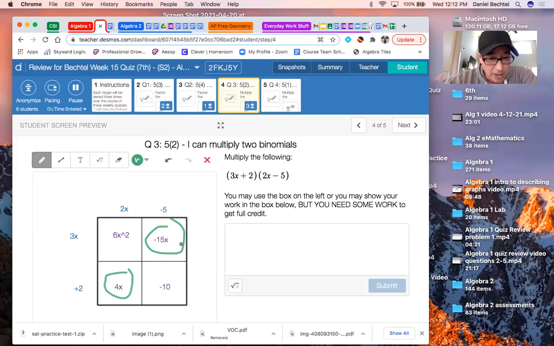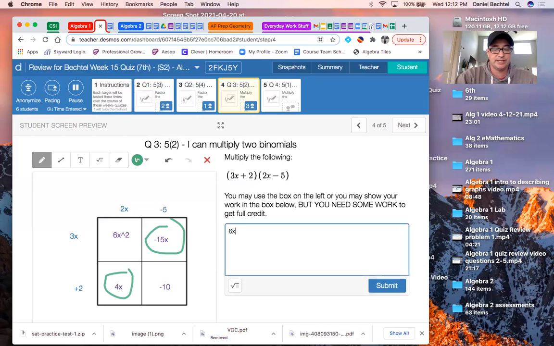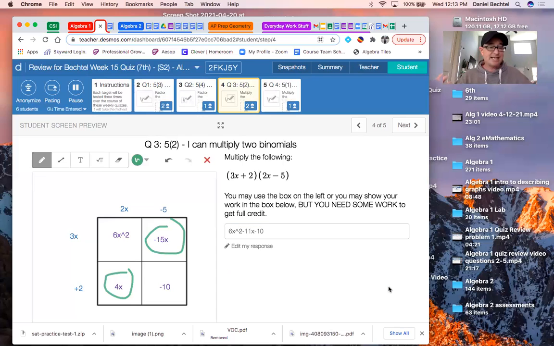Okay. So here, I'm going to type in, well, here I've got the 6x squared. So 6x squared, because that doesn't combine with anything. Now I've got the negative 15x plus the 4x. If I add negative 15 and 4, I'm going to get negative 11x. And then here I've got this minus 10. So I'm going to put that at the bottom. This is my answer for all of these things put together. And I'd hit submit. That's how we do this specific problem, by multiplying them together.